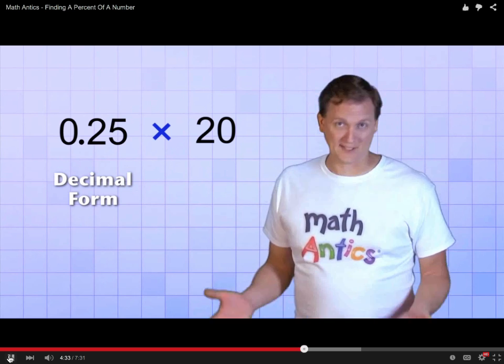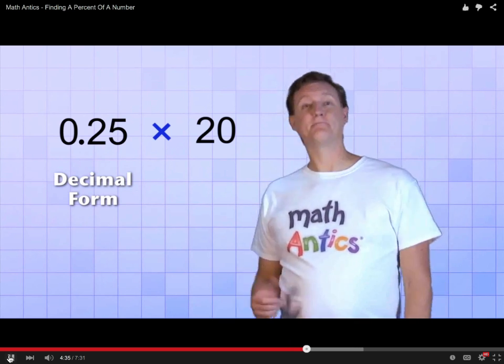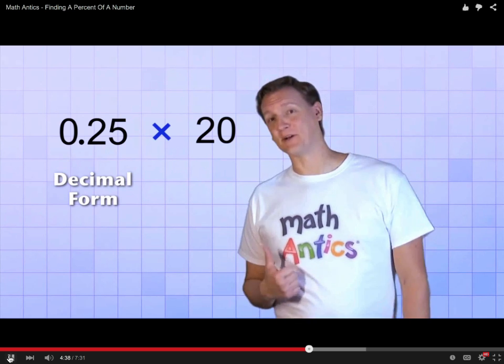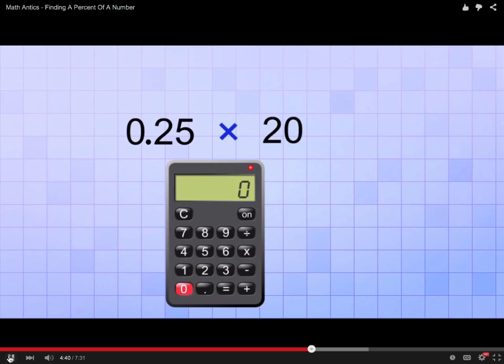And although I could easily do the decimal multiplication by hand, I happen to have a calculator, so I'm going to use it. I just enter 0.25 times 20, hit equals, and I get 5. Yep, that's the same answer we got when we used the fraction form of 25%. Oh yeah.